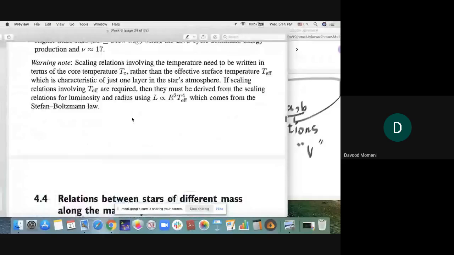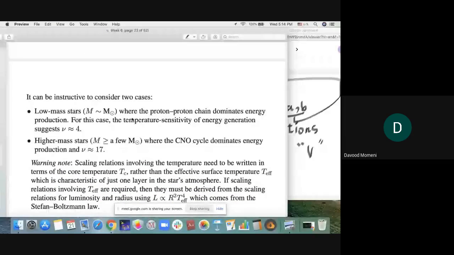In the lecture, we will use this equation for two purposes. The first purpose is to consider low mass regimes. Low mass regimes are the stars whose mass is on the level of the mass of the sun, and proton-proton chain dominated. For such systems, nu is 4. And for higher mass, when the CNO cycle dominates, nu is 17. Why do we know these 4 and 17? Those come from data analysis, actually.